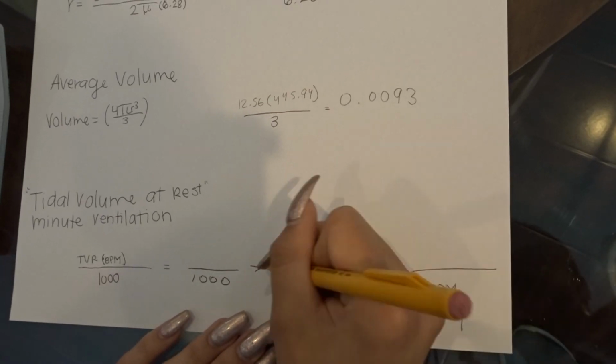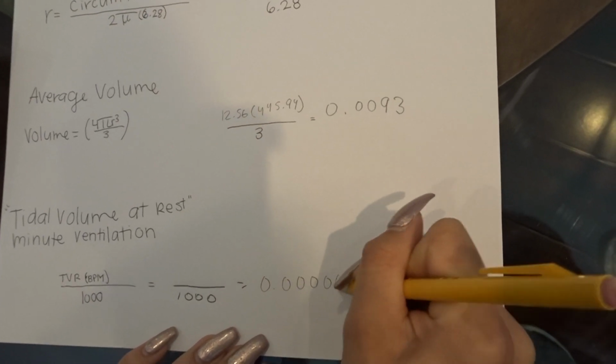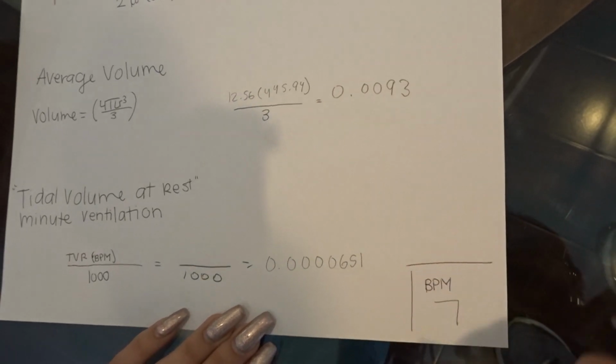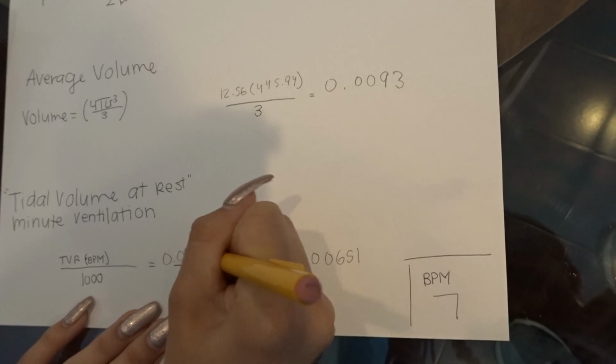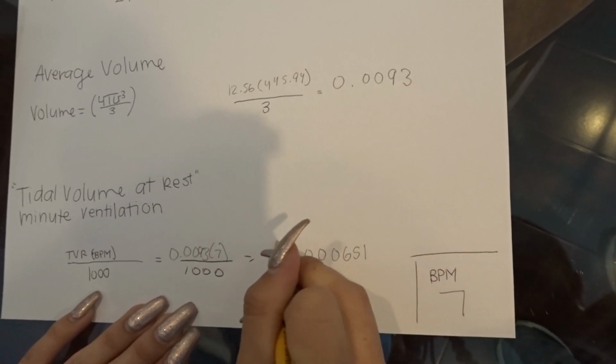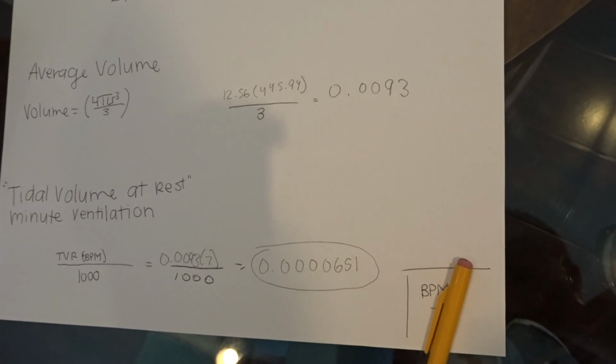And that outcome is, and again, this was 0.0093 times 7, which gave a total number of this. And that concludes my lab.